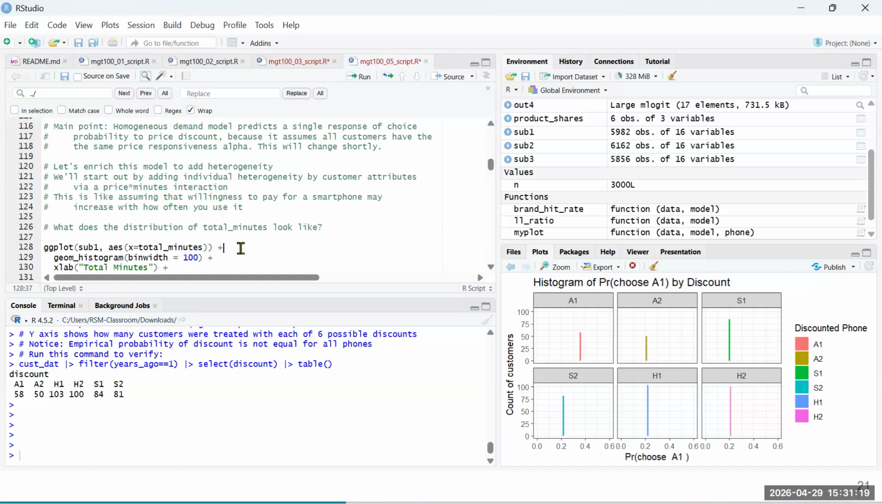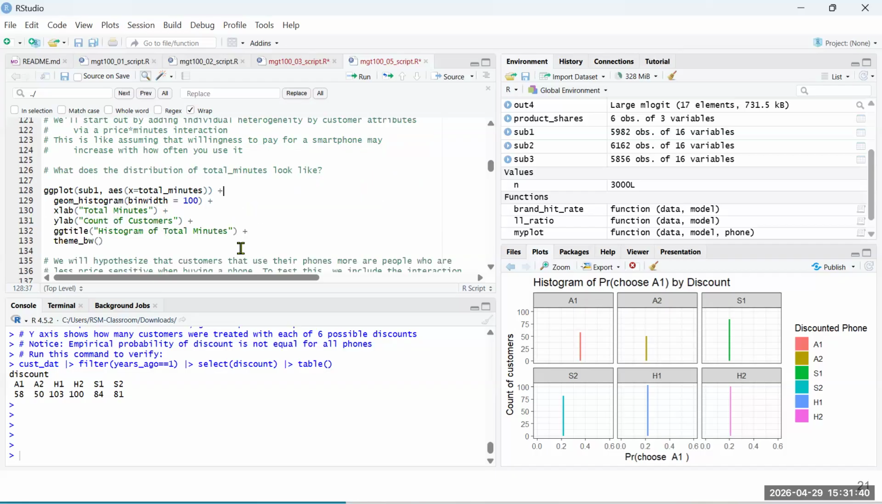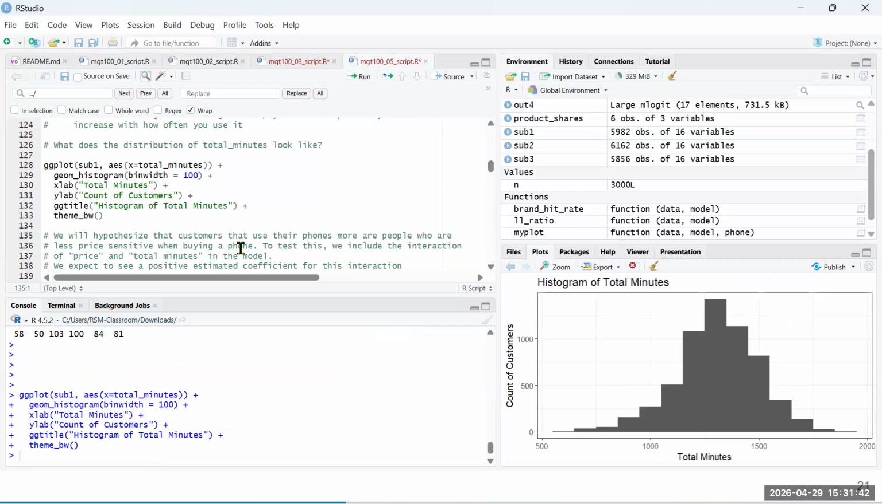So the first method of adding heterogeneity is by customer attributes. The most important customer attribute is going to be customer need. We don't have that measured directly, but a good proxy for it that we've talked about before is how many minutes people use their phone. Should be driven by core need. And so the first attribute that we'll add to our model is going to be weekly minutes of phone usage.